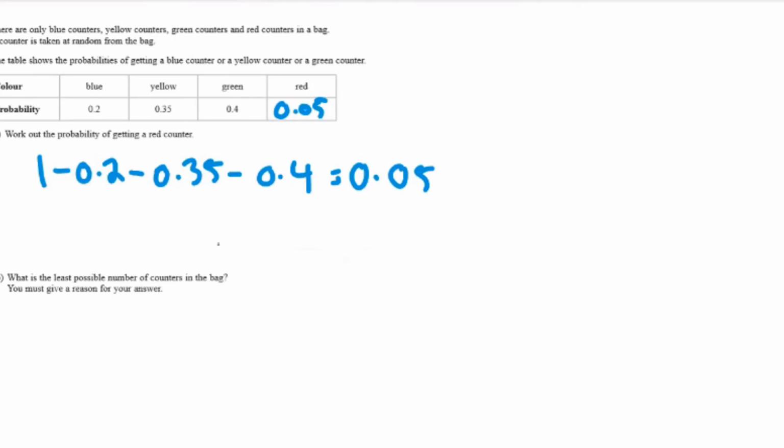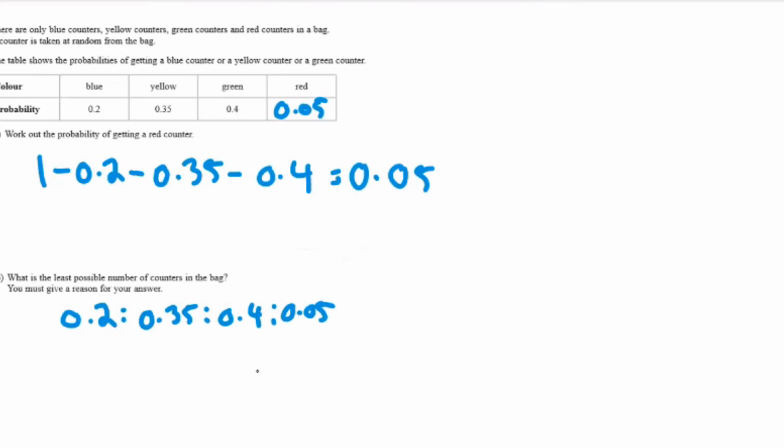Well, right now, we have these expressed as decimals. These are not going to be numbers of counters. The number of counters has to be whole numbers. But we know it's in this ratio. We know that it's 0.2 to 0.35 to 0.4 to 0.05.